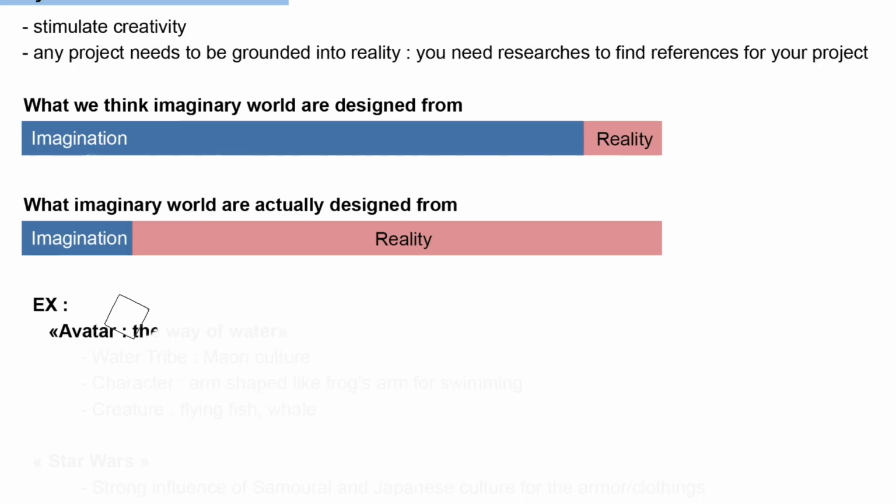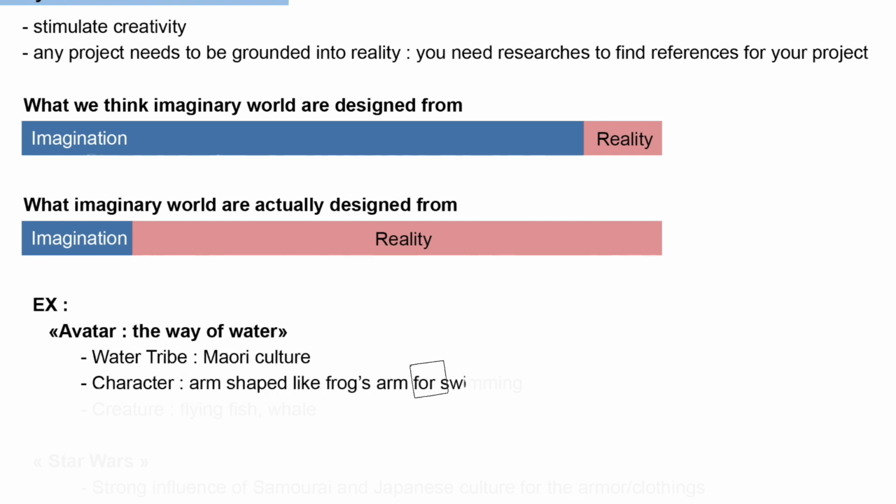I'm going to take the example of Avatar: The Way of Water. You can realize that the characters from the water tribe are incredibly based on Maori culture. You can see it through the tattoos, the way they live, etc. And you can even see it down to the design of the character, the way their arm is shaped, which looks kind of like the arm of a frog, and that's normal.